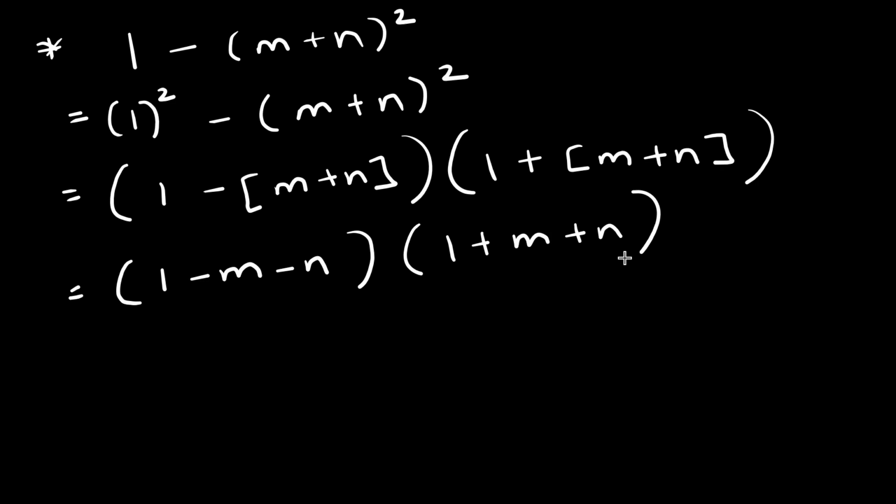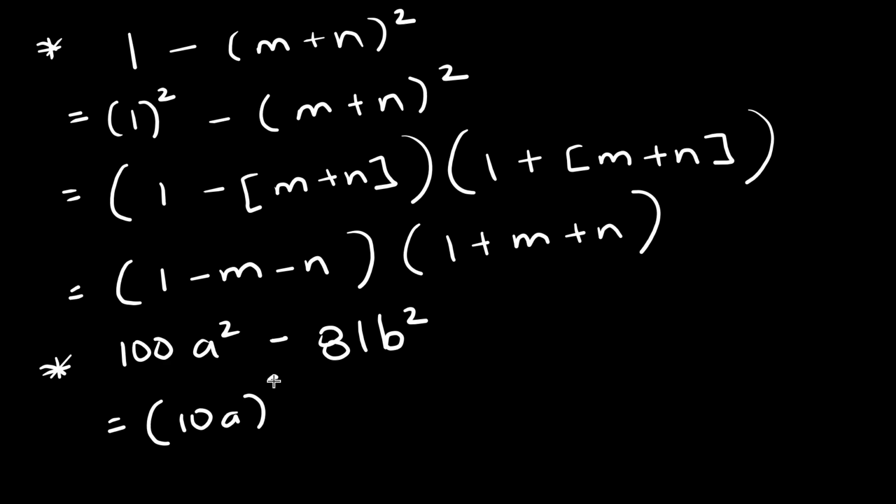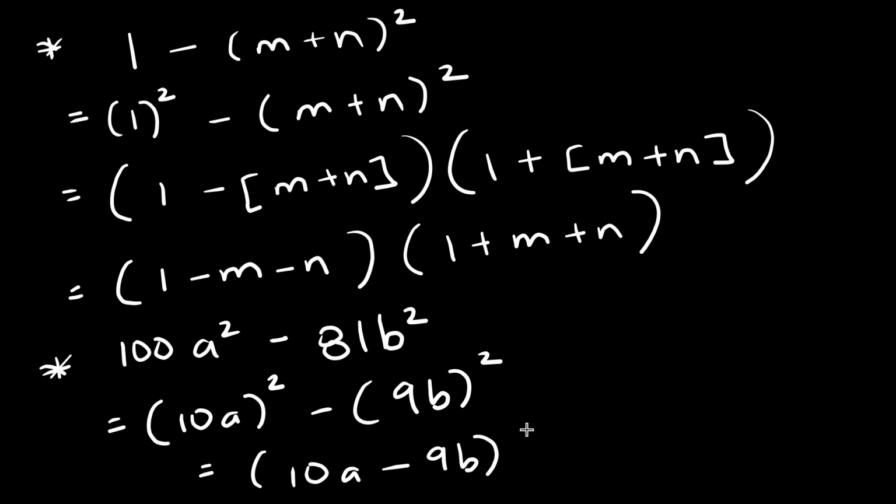That one looked a little bit different, but it was the same premise, same principle. What else can we do? It's pretty much it. What if I gave you something that looked like this? 100a squared minus 81b squared. Again, just identify the squares. The first square could be 10a all squared, and the second square could be 9b all squared. And once I have the squares, then my factorization becomes 10a minus 9b times 10a plus 9b.